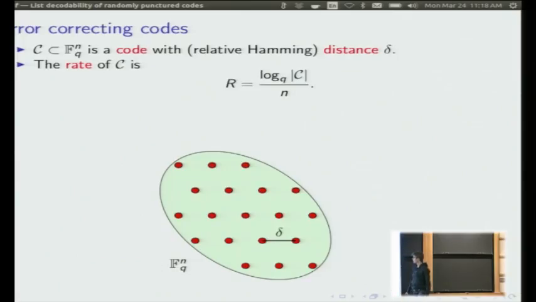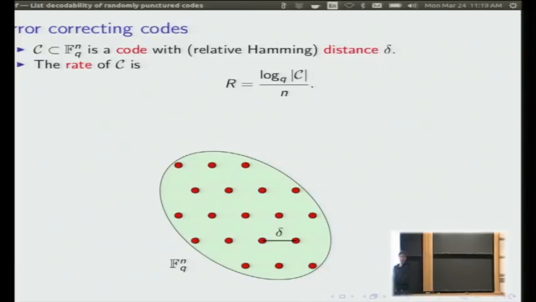Okay, so in coding theory, I'm going to be talking about error-correcting codes. And for me, a code is going to be just a subset of F_q to the n. There are a couple of things that we care about for a code: the distance and the rate. So here's my little picture of a code. All of these little red dots are elements of my set, and I'm going to call them code words. The minimum distance of the code is the minimum distance between any pair of code words. And here distance is relative Hamming distance, so the fraction of the n symbols in which they disagree. I'm also going to care about the rate of this code, which measures how many red dots I can have as a function of n.